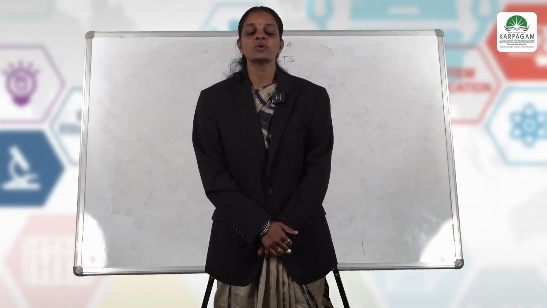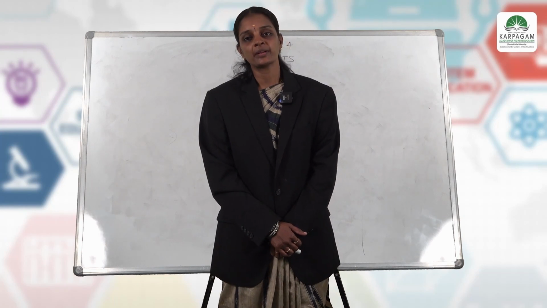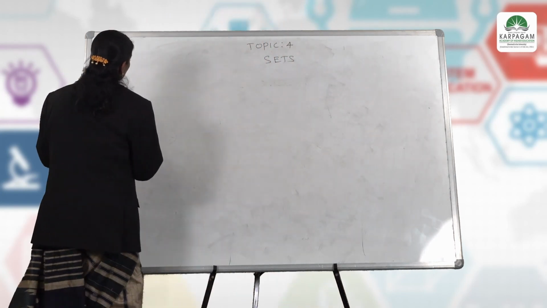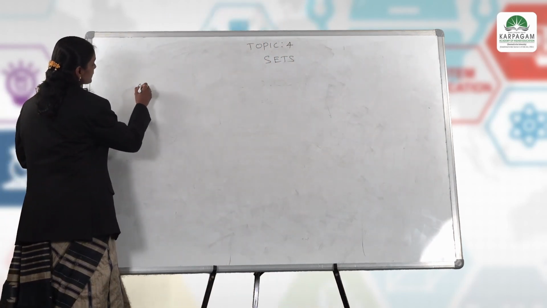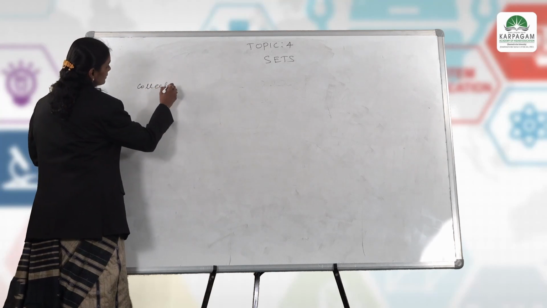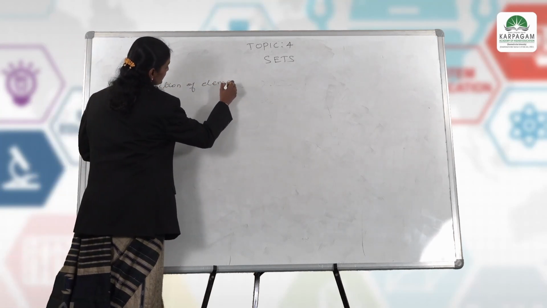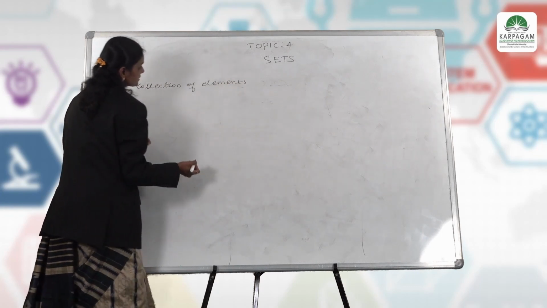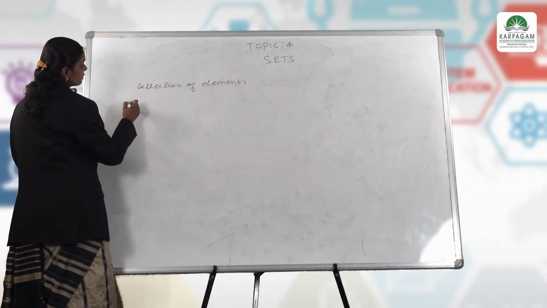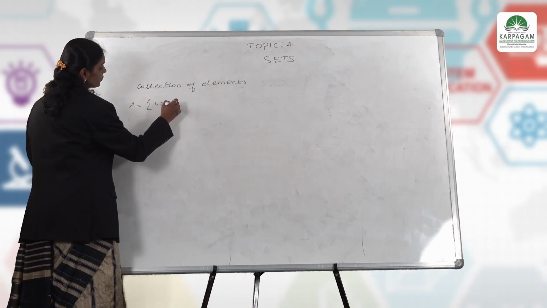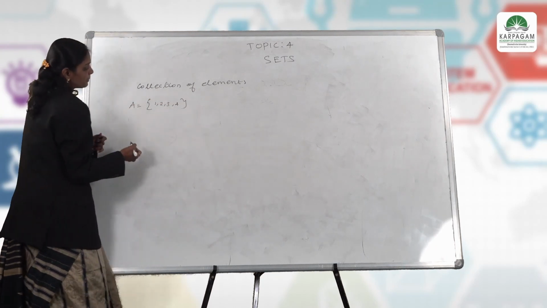In the last three videos, we discussed matrices part 1, matrices part 2 and determinant. In this video, we are going to discuss sets. Generally, a collection of elements is called a set. It is always represented by a capital letter. For example, A = {1, 2, 3, 4} is one type of set.